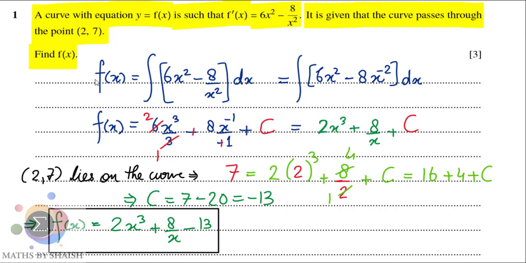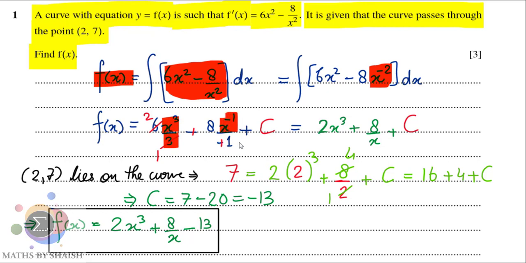So here this is the integration. f(x) becomes the integration of what is given as f dash x. Since it is 6x squared and 8 over x squared, I transfer this x squared to the numerator, so it becomes x to the power minus 2. Now we know the integration of ax to the power n, and that's why it is x cubed upon 3, and we cancel it. It is 2x to the power minus 1, because minus 2 plus 1 is minus 1, and we divide by minus 1, and plus a constant of integration.